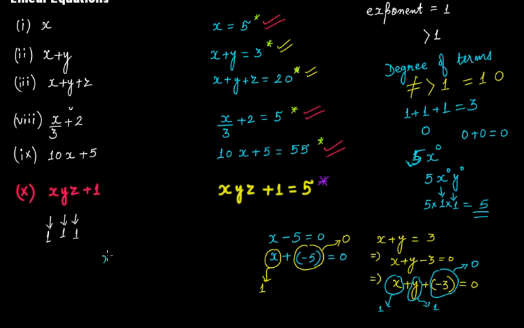Same thing for x plus y plus z is equal to 20, which can be written as x plus y plus z plus minus 20 is equal to 0. We have the first term, second term, third term and fourth term. This has a degree 0, and these three terms have degree 1. Therefore, we say that yes, all these are linear equations because the degrees of the terms are equal to 1 and not greater than 1.